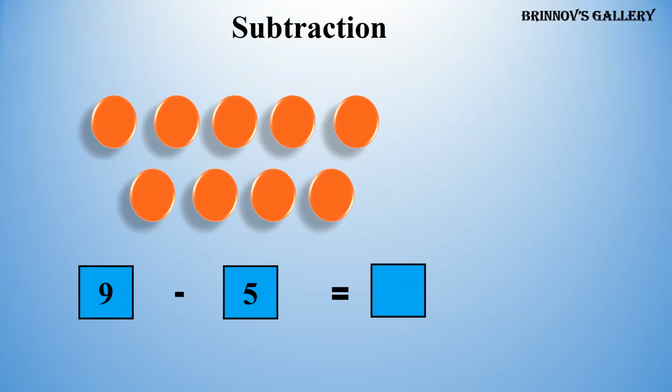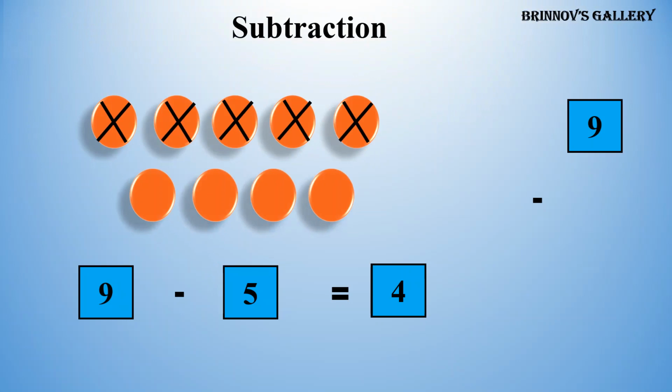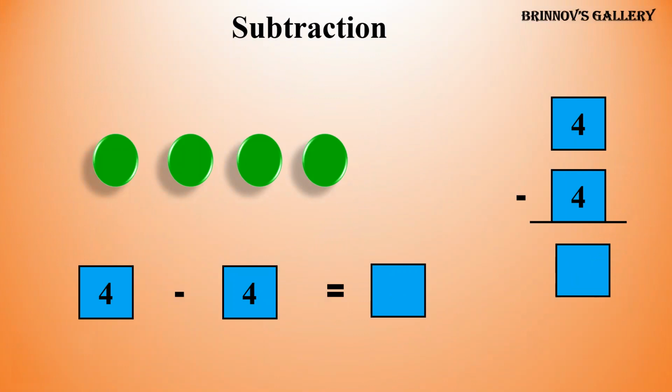9 minus 5 is equal to 1, 2, 3, 4. 9 minus 5 is equal to 4. 4 minus 4 is equal to 0.